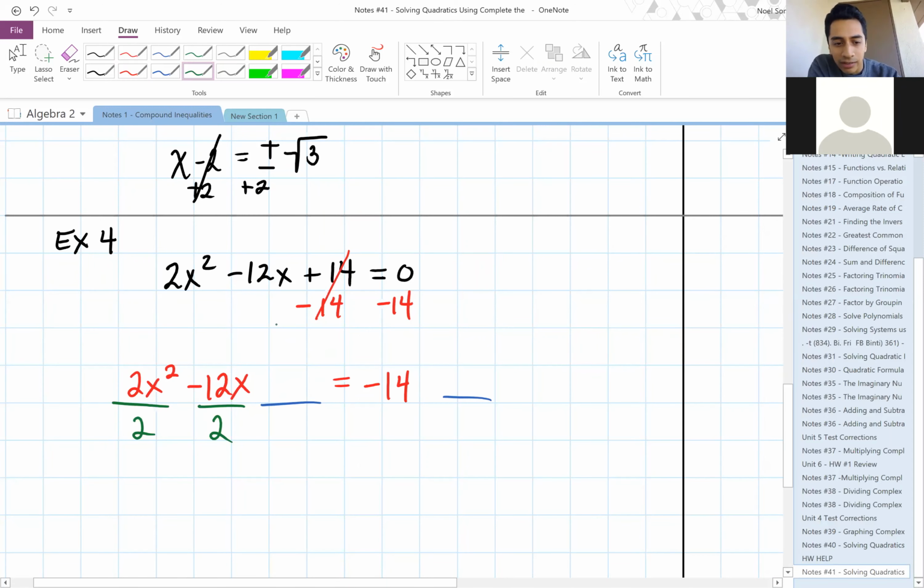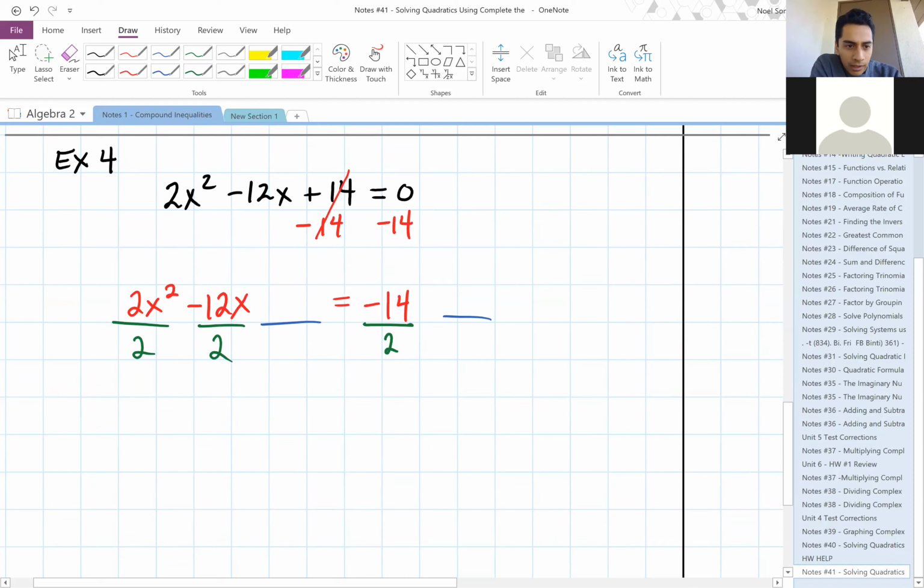There's nothing here yet, so you're not going to divide anything by 2. And then you divide the negative 14 by 2. Okay? All right, so here, obviously, the 2's divide out. You're just going to get x squared. Negative 12x divided by 2 will give you a negative 6x, right? Still leave your space holder here. Okay, we're going to fill this in. Negative 14 divided by 2 will be a negative 7, and then you still have your space holder.